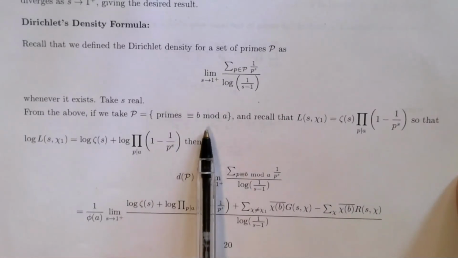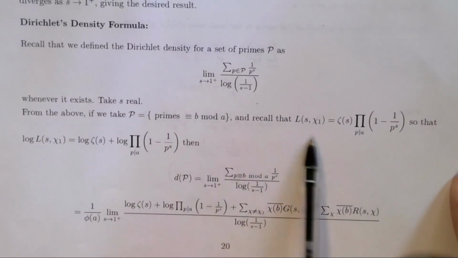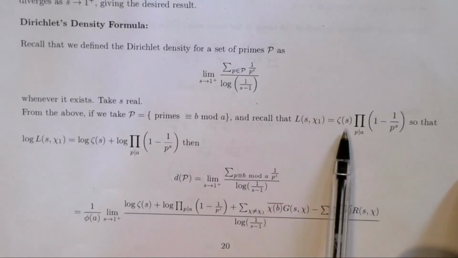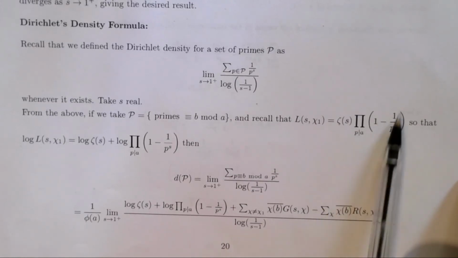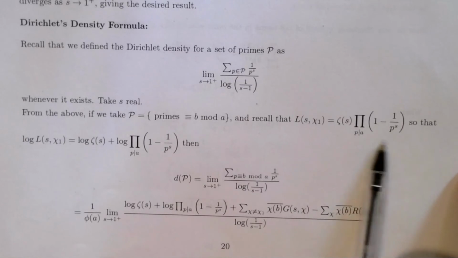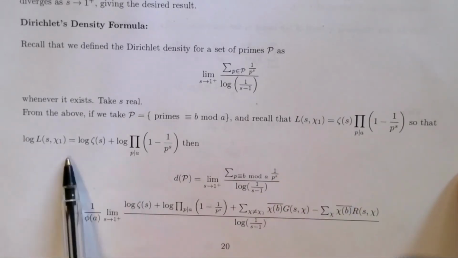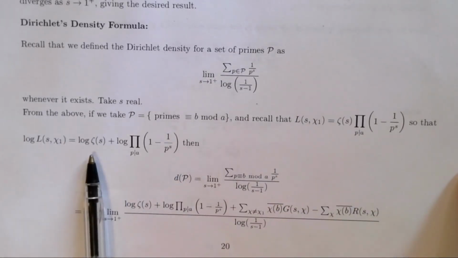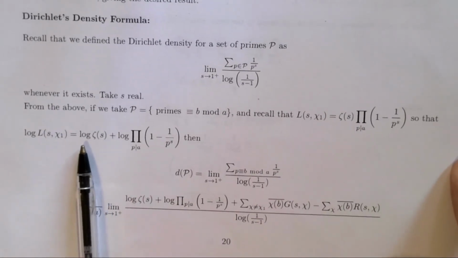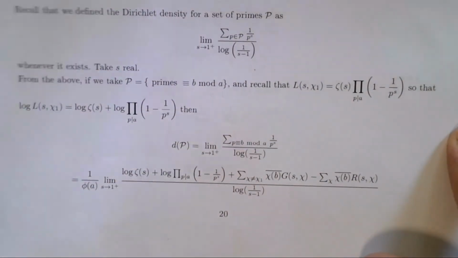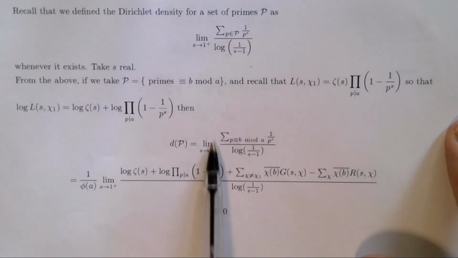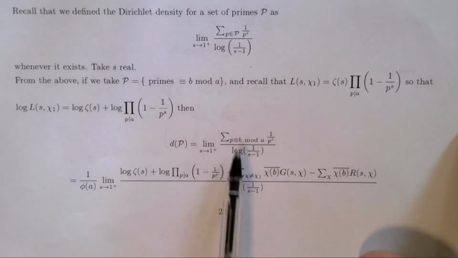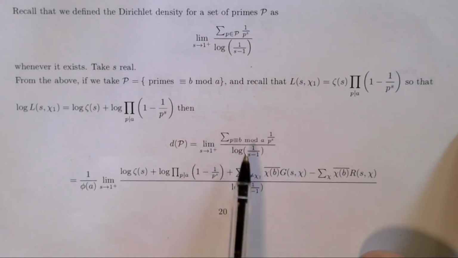we take all the primes that are congruent to b mod a. And we've seen before that the L function of the principal character can be written as zeta of s times the product over the prime divisors of a of 1 minus 1 over p to the s. So when I take the logarithm of this, I can split this up into here. So the Dirichlet density then of my set of these primes that are congruent to b mod a is by definition just this sum. And now I simply plug in each of the expressions we had for this from above.